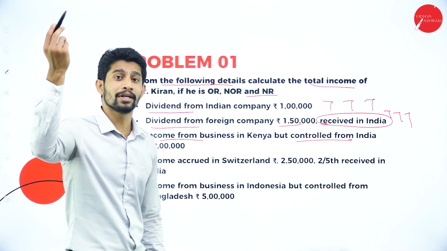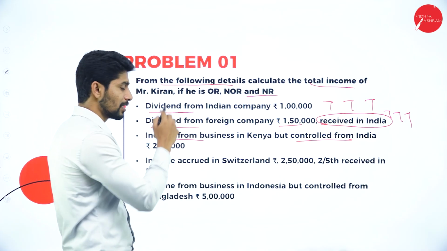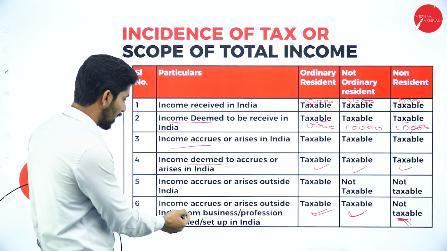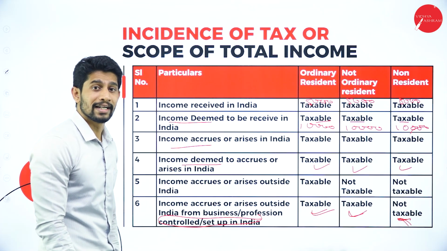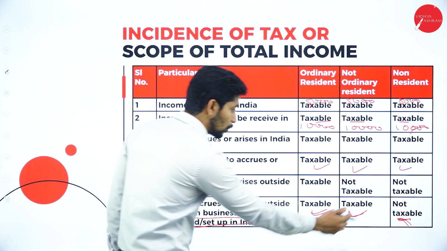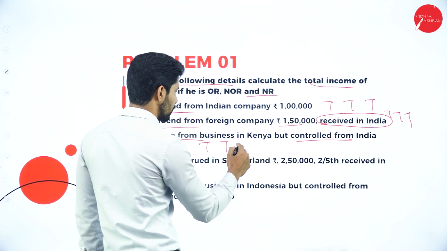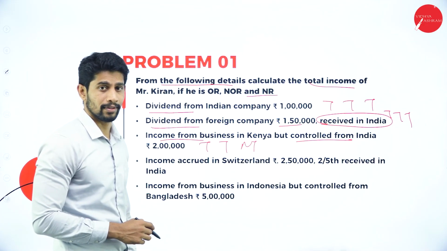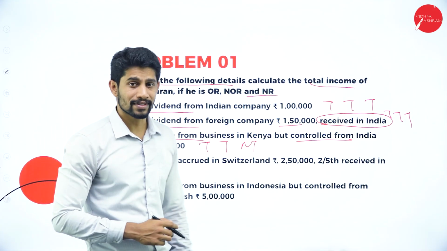It's a foreign business but it is controlled from India, right? So if it is controlled from India, what is the treatment? Taxable, taxable, not taxable. So that is what we are supposed to write here. Next one, income accrued in Switzerland.